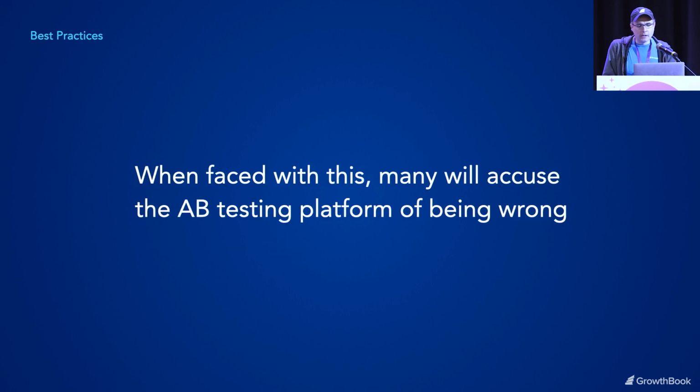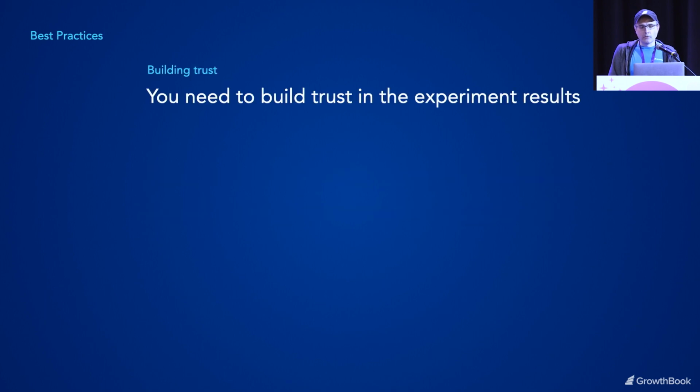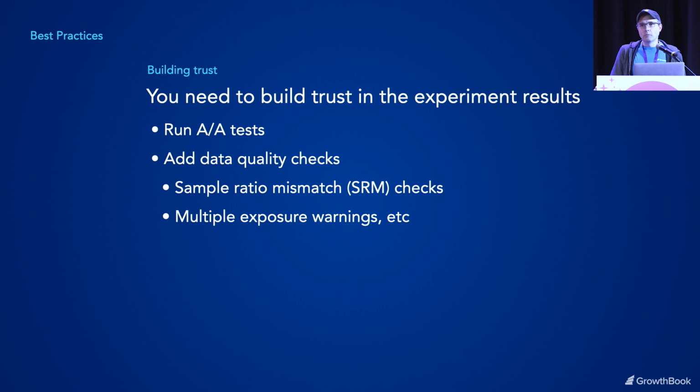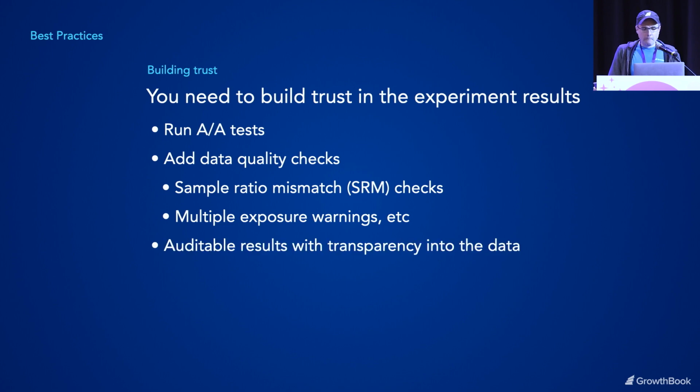So the best way to do that is to really build trust in your experimentation platform. And the best way to do that is by being really transparent and running a lot of AA tests. If you're not familiar, it's basically an A/B test where there's no difference, and you want to make sure that the sides are the same. You should run data quality checks, like sample ratio mismatches, make sure that people aren't being exposed to both sides of your experiment, and being able to audit the results is really important.